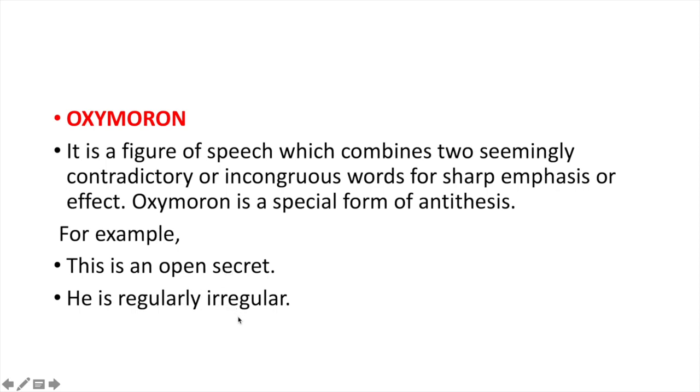I'll give one more example. Say when we say he is the wisest fool in the country. So here wisest and fool, that is wise and fool, are exactly opposite to each other, placed one after the other simultaneously, no gap. So this is the only difference which lies between antithesis and oxymoron.